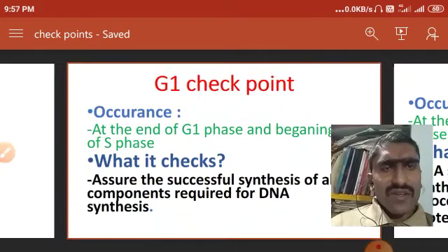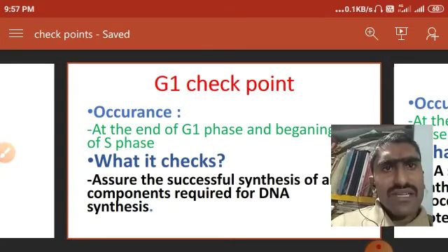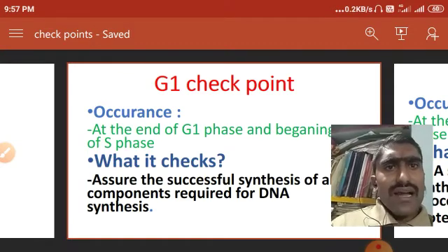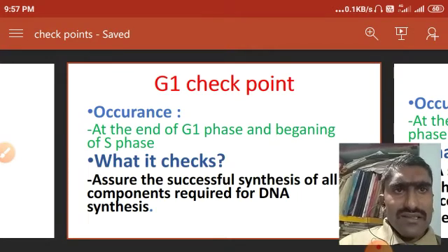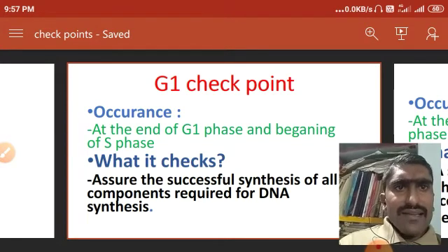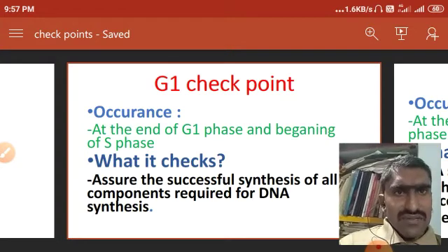Let's see what the G1 checkpoint is and where it occurs. It occurs at the end of the G1 phase and the beginning of the S phase. Okay, at the end of G1 and beginning of S phase. What does the cell evaluate during this G1 checkpoint?